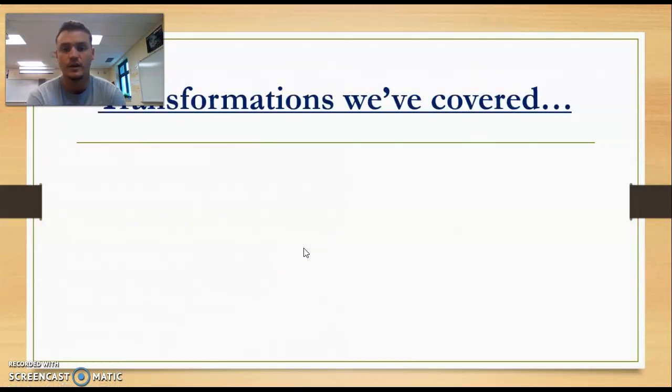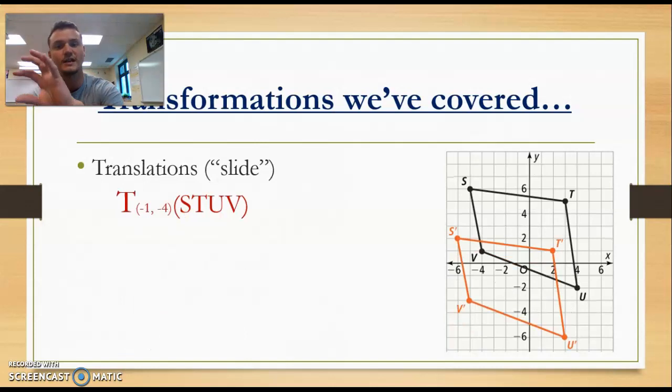So just to kind of review real quick, transformations that we've covered before, we've talked about translations. Translations are kind of like sliding to a new place. So if you look at this figure right here, you should be able to notice that STUV does not have these little primes on there. So that means that this black STUV is our pre-image or our starting image. And then the reddish orange S prime, T prime, U prime, V prime is going to be our after. So this just slid to a new position.